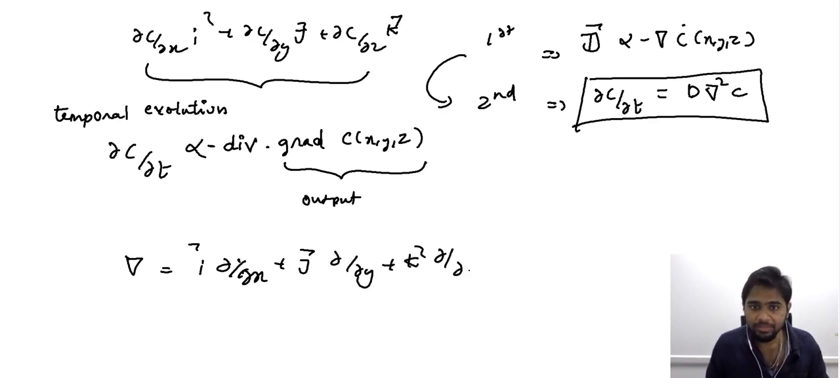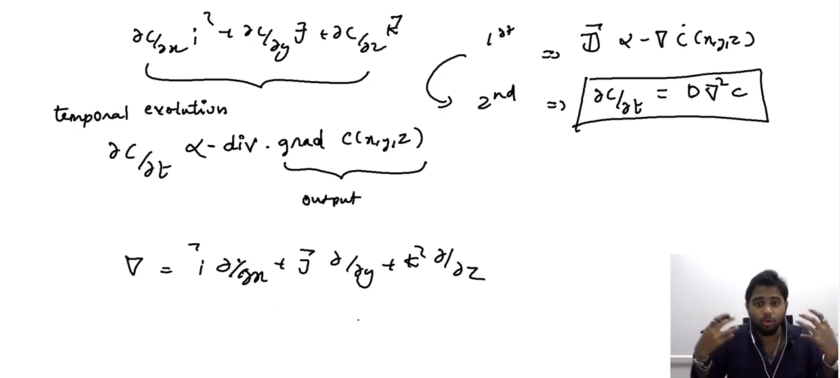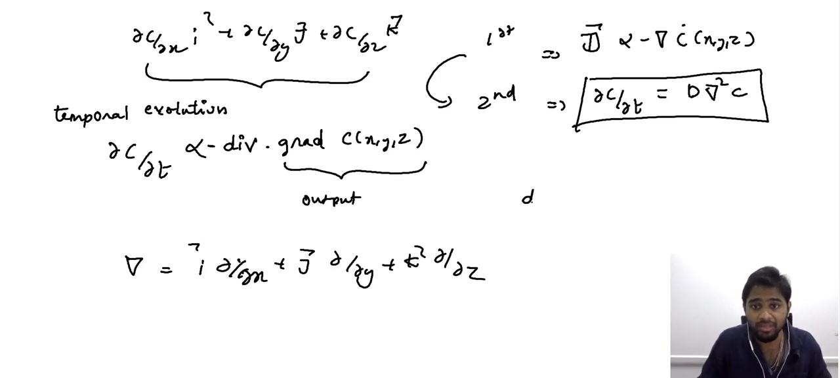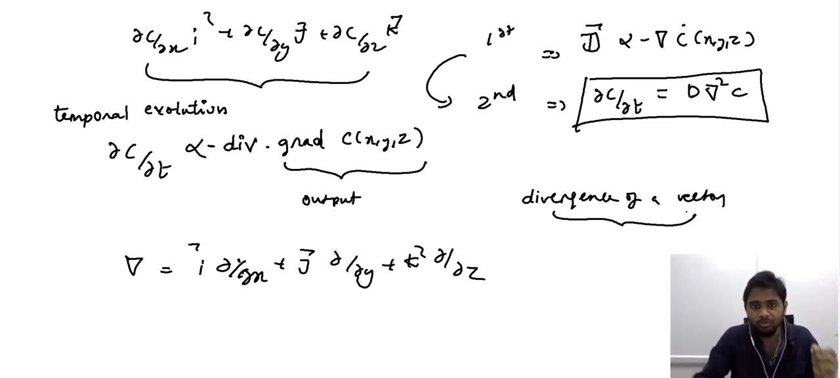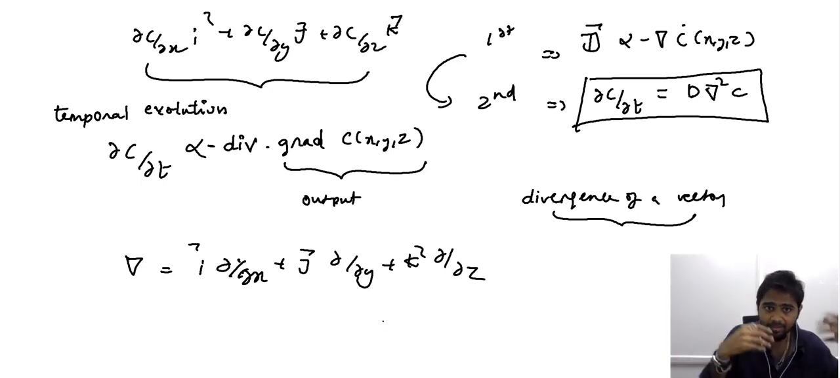When you take the dot product of this operator with respect to another vector, then what we are essentially doing is we are estimating the divergence of a vector. So you have nabla, and we have a skeletal form of it. When this skeletal form nabla is used on a scalar, we refer to it as the gradient, and the output will be a vector.